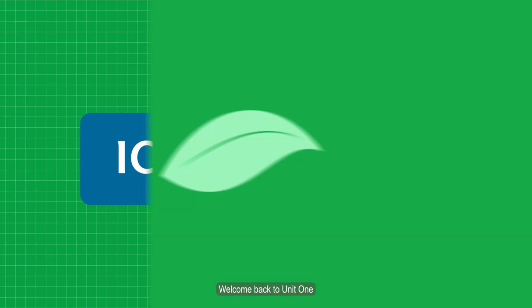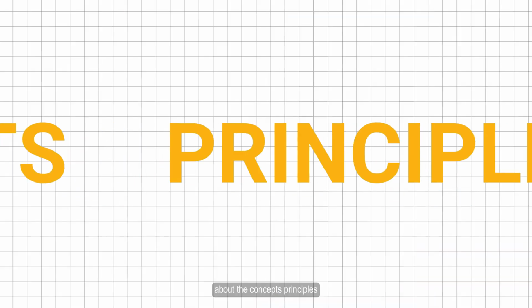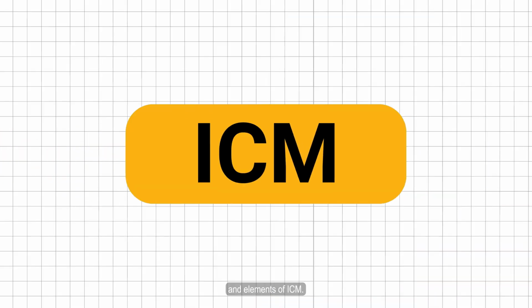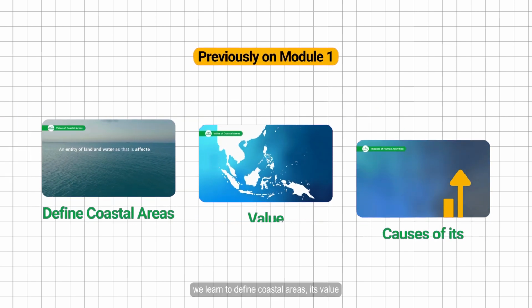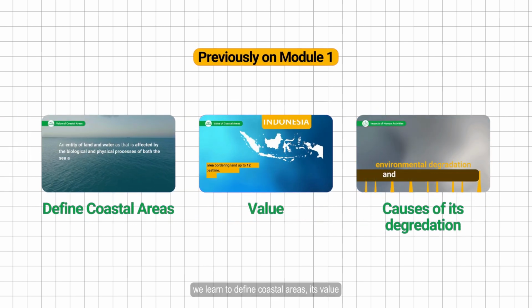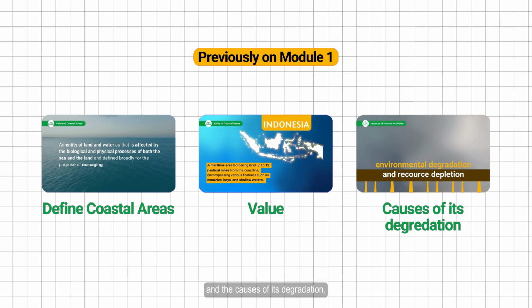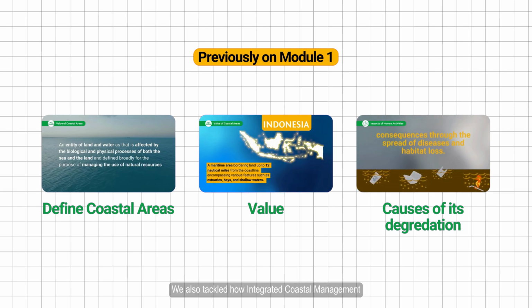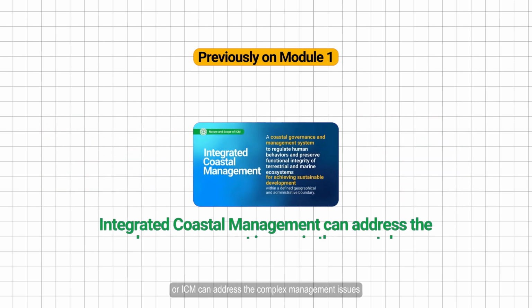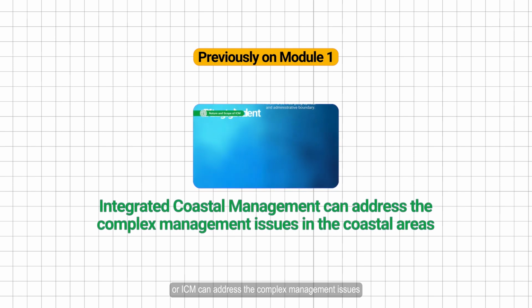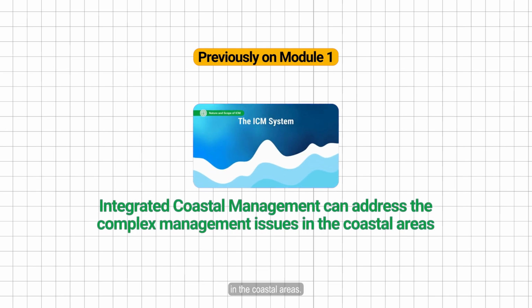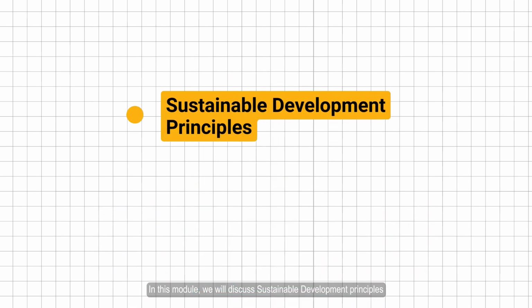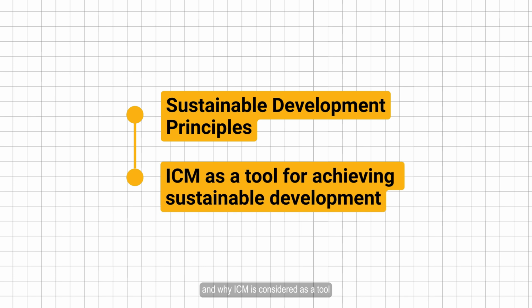Welcome back to Unit 1, where we learn about the concepts, principles, and elements of ICM. In our previous module, we learned to define coastal areas, its value, and the causes of its degradation. We also tackled how integrated coastal management, or ICM, can address the complex management issues in the coastal areas. In this module, we will discuss sustainable development principles and why ICM is considered as a tool in achieving sustainable development.